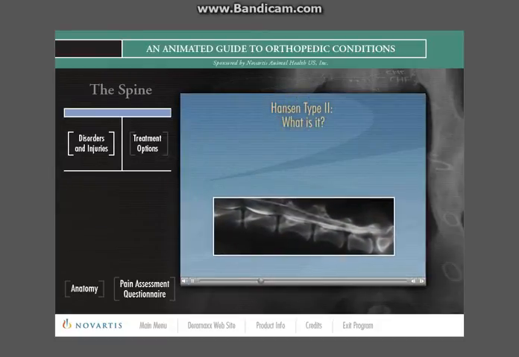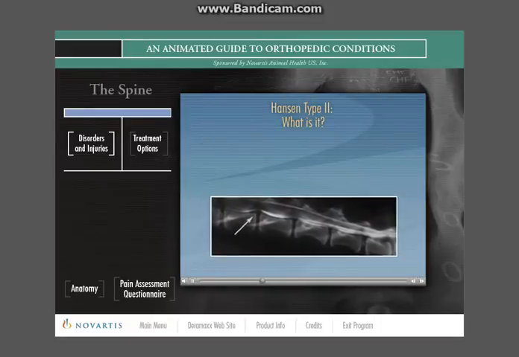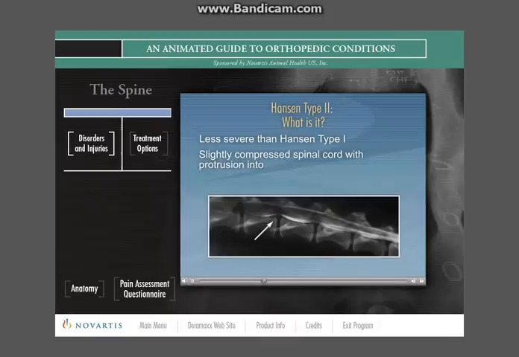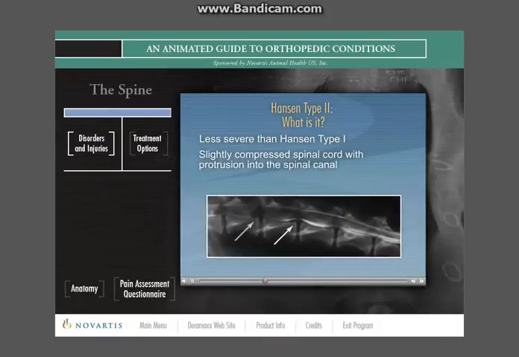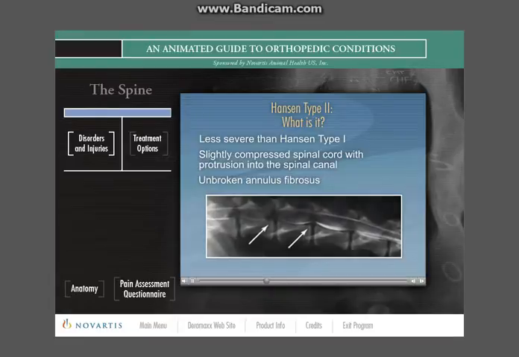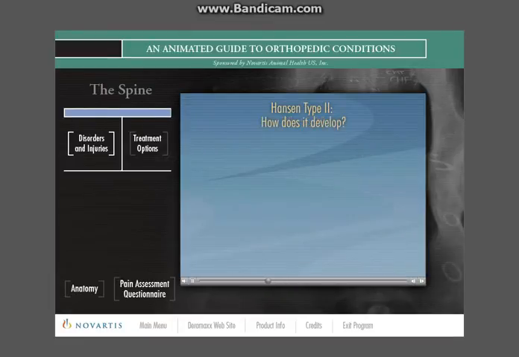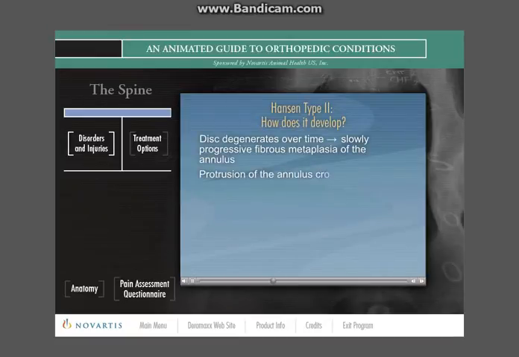Although similar to Hansen type 1, Hansen type 2 disease is much less severe, causing only a slightly compressed spinal cord with protrusion into the spinal canal, but an unbroken annulus fibrosus. A Hansen type 2 disc extrusion develops differently. As the disc degenerates over time with aging, a slowly progressive fibrous metaplasia of the annulus occurs. A protrusion of the annulus crowds into the spinal canal, causing the clinical signs. Dogs afflicted with Hansen type 2 disc disease generally demonstrate less severe clinical signs because there is no acute impact of the disc onto the spinal cord.